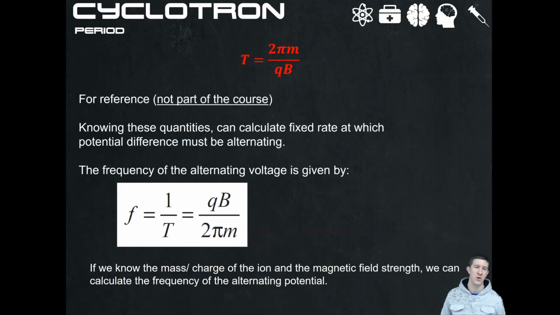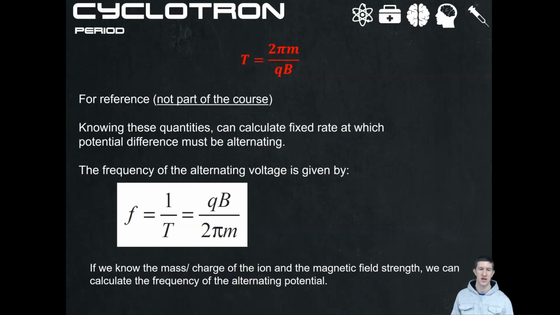This is not part of the course, but a bit of a reference side note. Given that we know these quantities, we can calculate the fixed rate at which the potential must be alternating. The frequency formula, which is f equals 1 over the period, gives us that qB divided by 2 pi m is how often we need to change it. So all we need to know is the mass of the particle and the charge of the ion that we put in it, and if we know the magnetic field strength, we can calculate how often we need to alternate this potential.